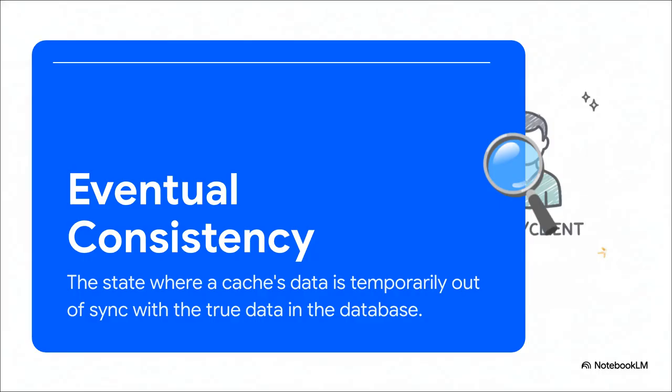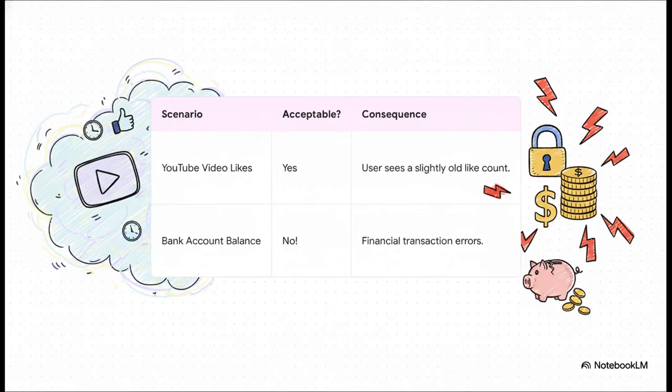The other huge problem is stale data. And this is where we run into a concept with a fancy name, eventual consistency. But really, all it means is that for a little while, the copy of the data in your fast cache might be slightly out of sync with the real data in the database. They won't match perfectly. And this is where the context of your application is everything.